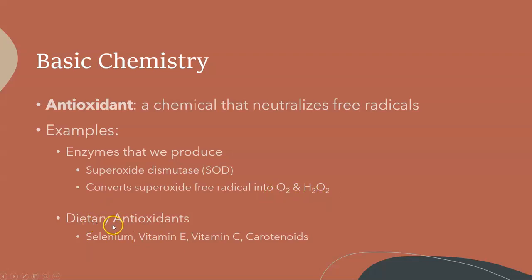And then things that you get in your diet, your dietary antioxidants, things like selenium, vitamin E, vitamin C, carotenoids. Carotenoids are pigments that you might see right here, carrot. They're like orange and yellow pigments, carotenoids. So eating your vegetables, eating things that are high in vitamin C and vitamin E, very important.